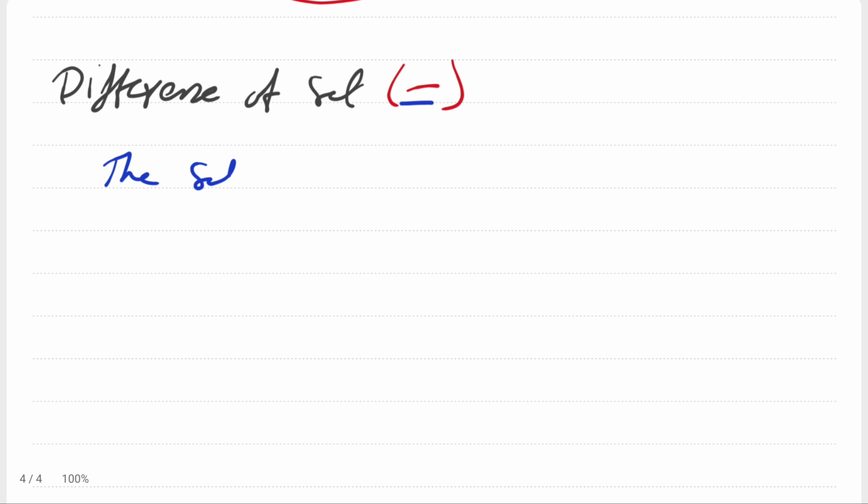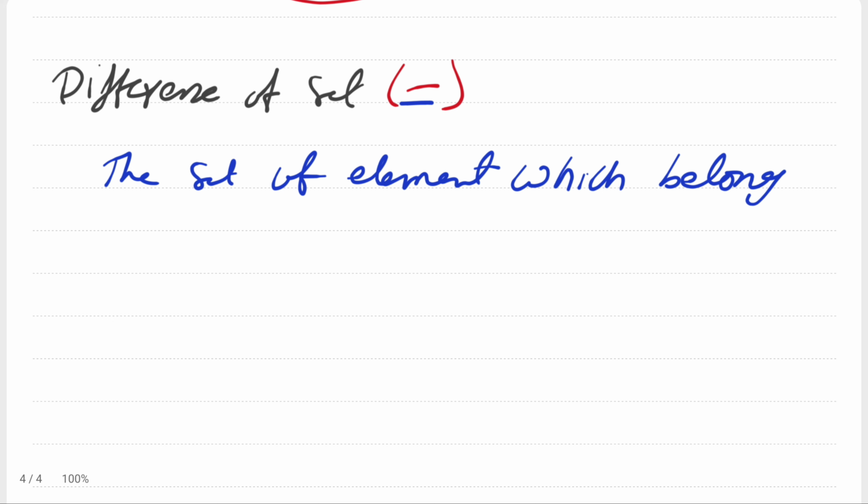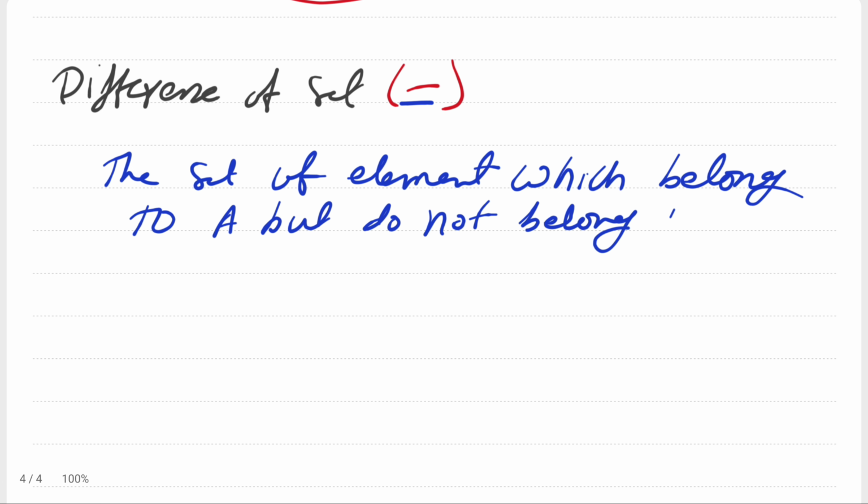The set of elements which belong to A but do not belong to B. Okay, this is the difference of sets. Let me understand it by example.